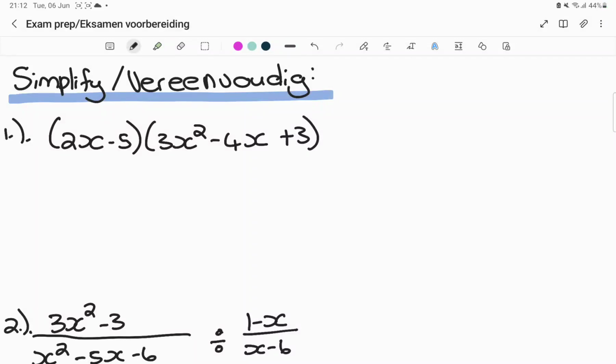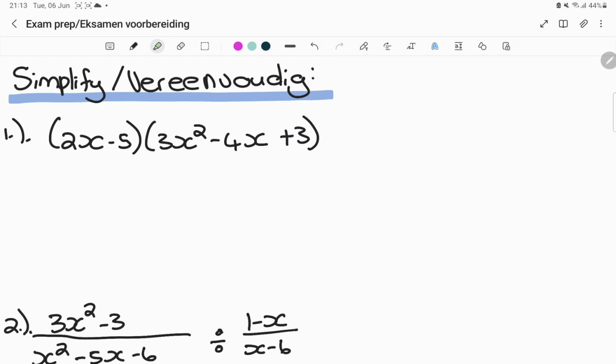Welcome back to the second part of the exam preparation. Right, so the second part we are first going to look at the next question, which will say simplify, or in Afrikaans, vereenvoudig. Alright, so simplify or vereenvoudig means that you have to get rid of your brackets.